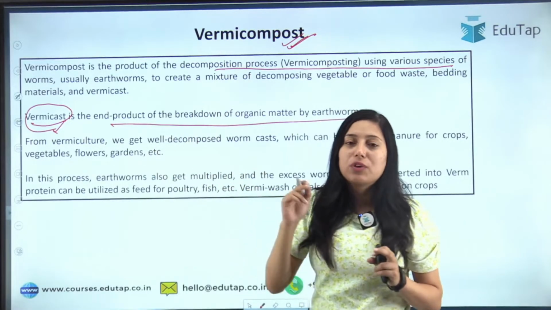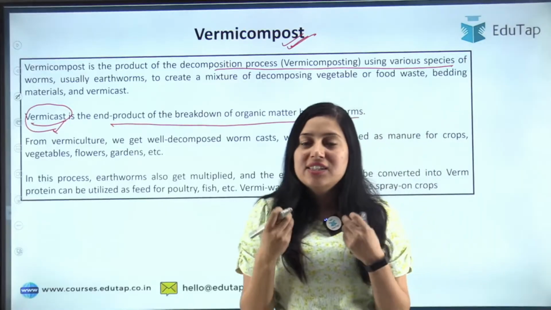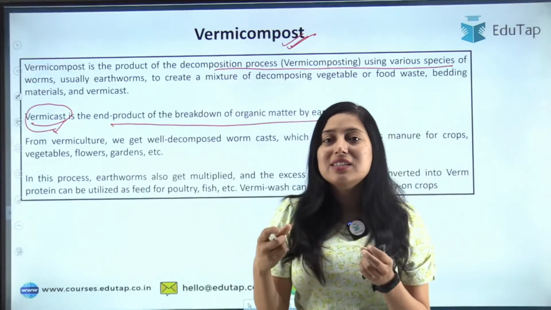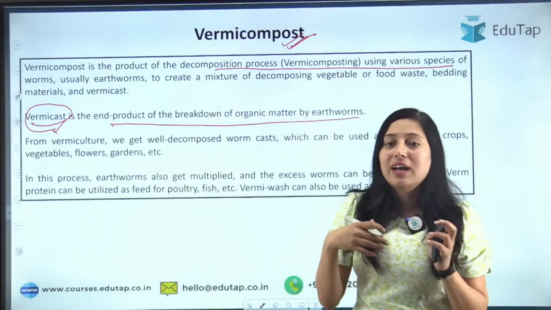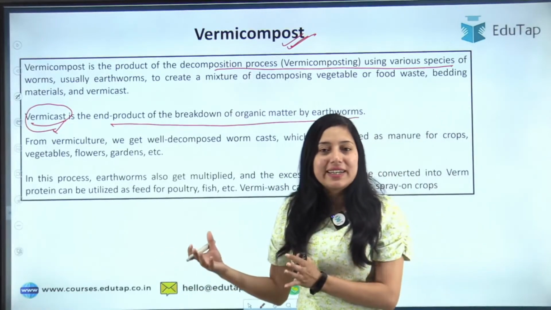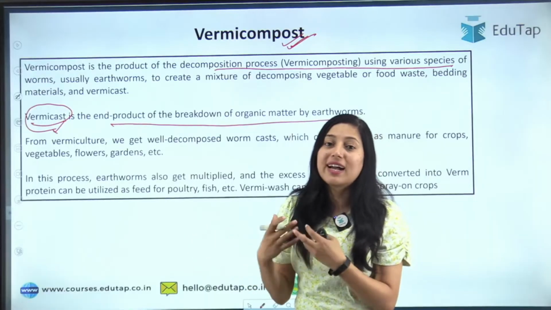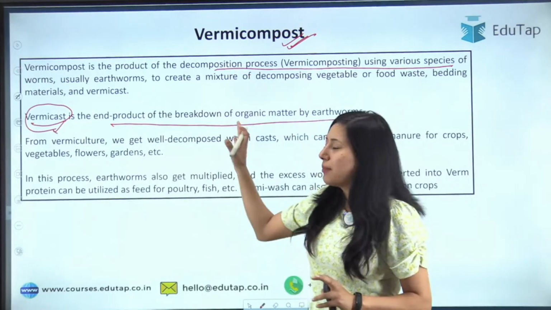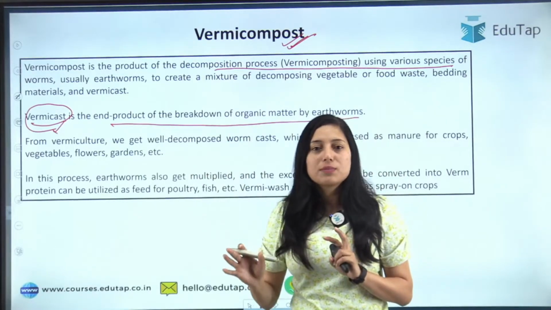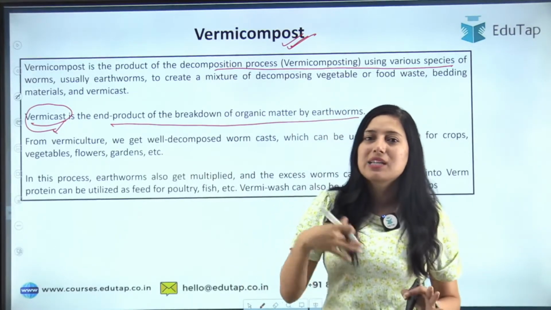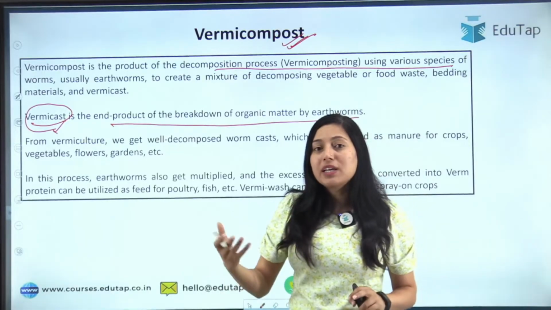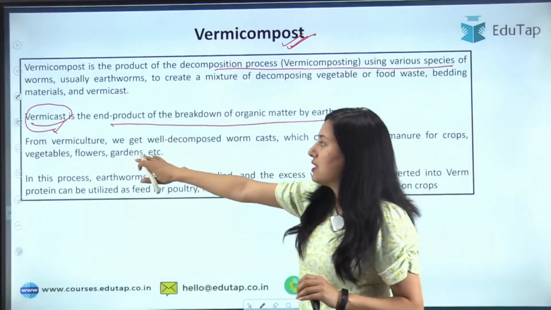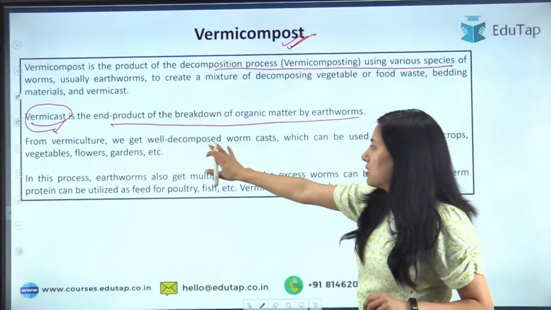Why so? Because earthworms ingest the organic matter and then digest it. After digestion, the fecal matter, the extra matter that is excreted out of the earthworm's body, is called vermicast. Vermicompost in total is the compost made by your microorganisms as well as the earthworms. But the part that has been decomposed by earthworms only is called vermicast. Clear? I hope this is clear now.